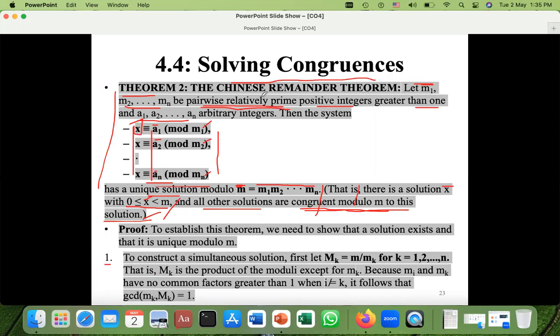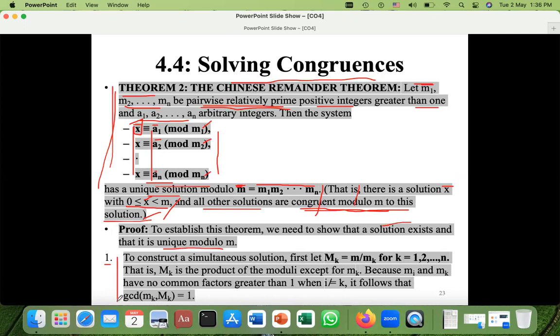So for the proof of this theorem 2, the Chinese remainder theorem, if these are the congruences given to us, what is the solution for that? We have to find a solution for X, and that would be the answer for that theorem. So we have to show that a solution exists, and that solution would be a unique solution. Okay. Now, what is the first step?